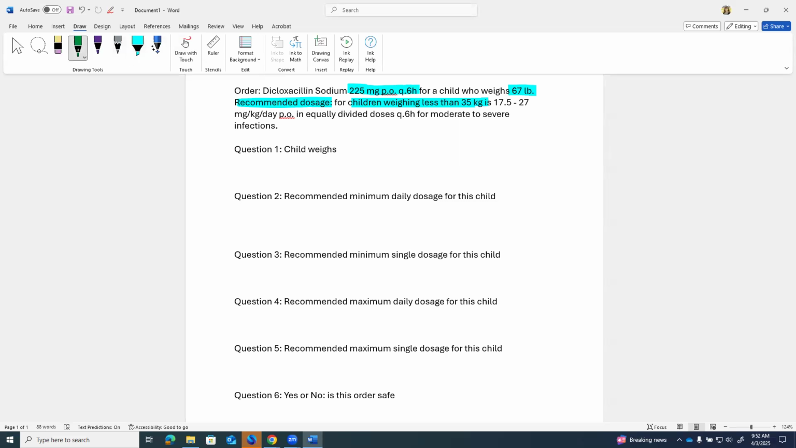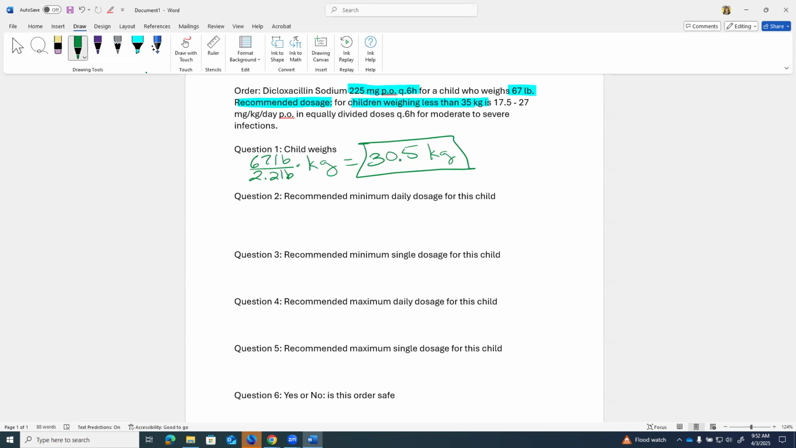So let's calculate. We have a 67 pound child, and I know that for every 1 kilogram, it is 2.2 pounds. So let's solve. 67 divided by 2.2 gives me, and we have to round to the nearest tenths, 30.5 kilograms.